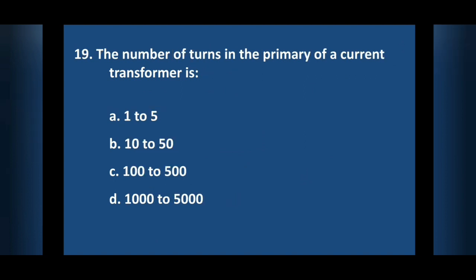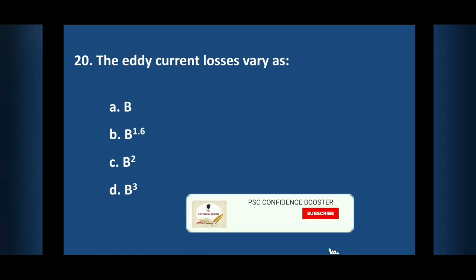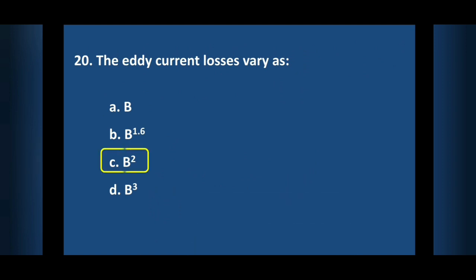Question number 19. The number of turns in the primary of a current transformer is. Answer is option A, 1 to 5. Question number 20. The eddy current losses vary as. Answer is option C, B square.